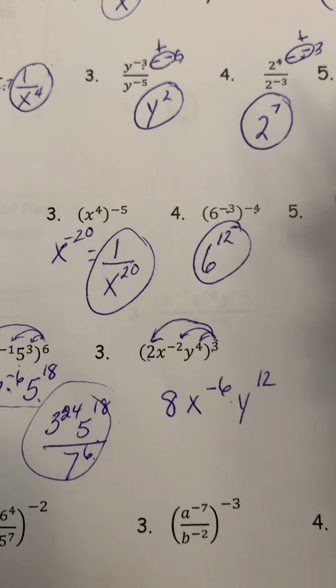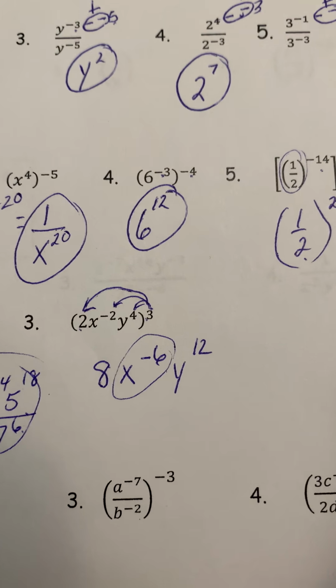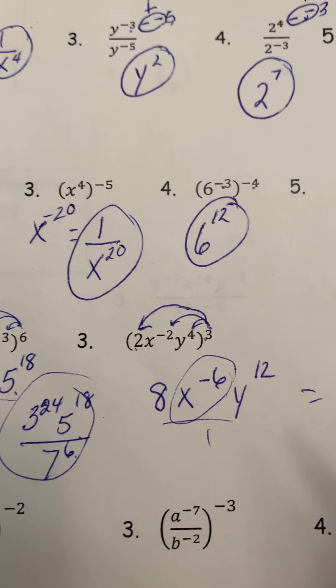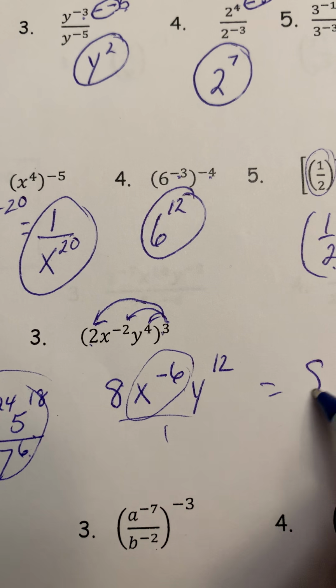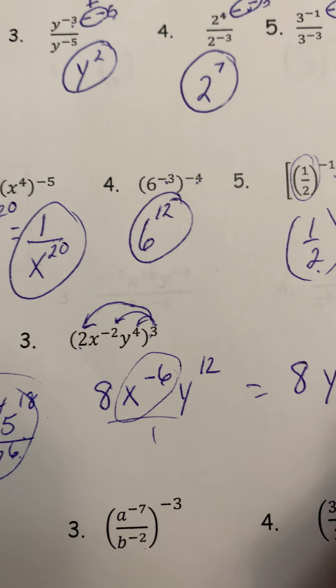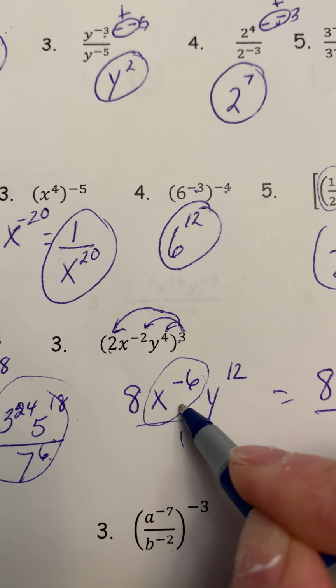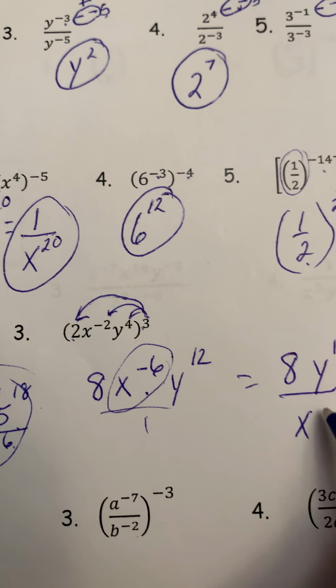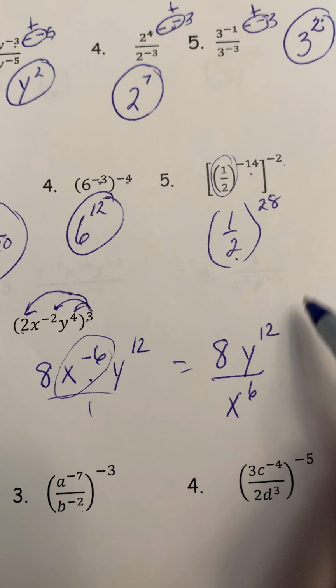Now, the only thing that we need to worry about is this piece right here. We're not going to have negative exponents. Remember that there's sort of that invisible 1 denominator. 8 is okay. Y to the power of 12 is okay. We're going to make this a positive exponent by moving it to the denominator where it becomes positive.